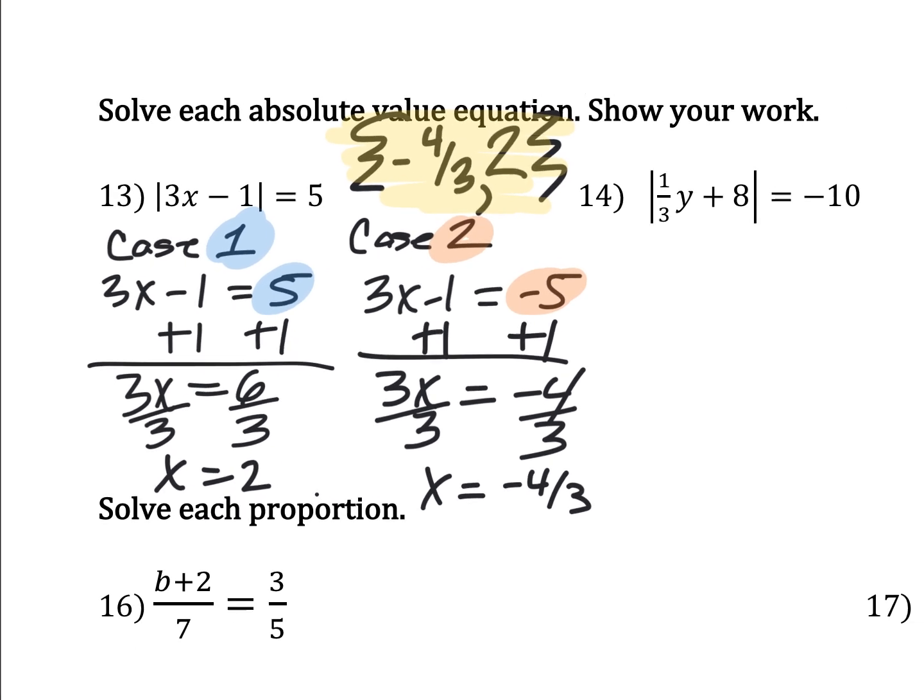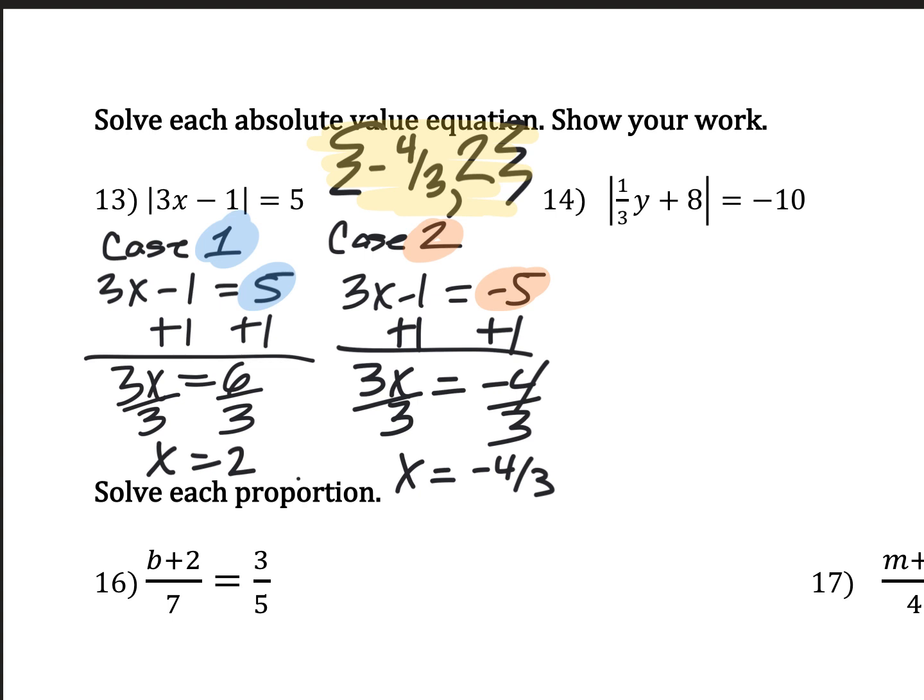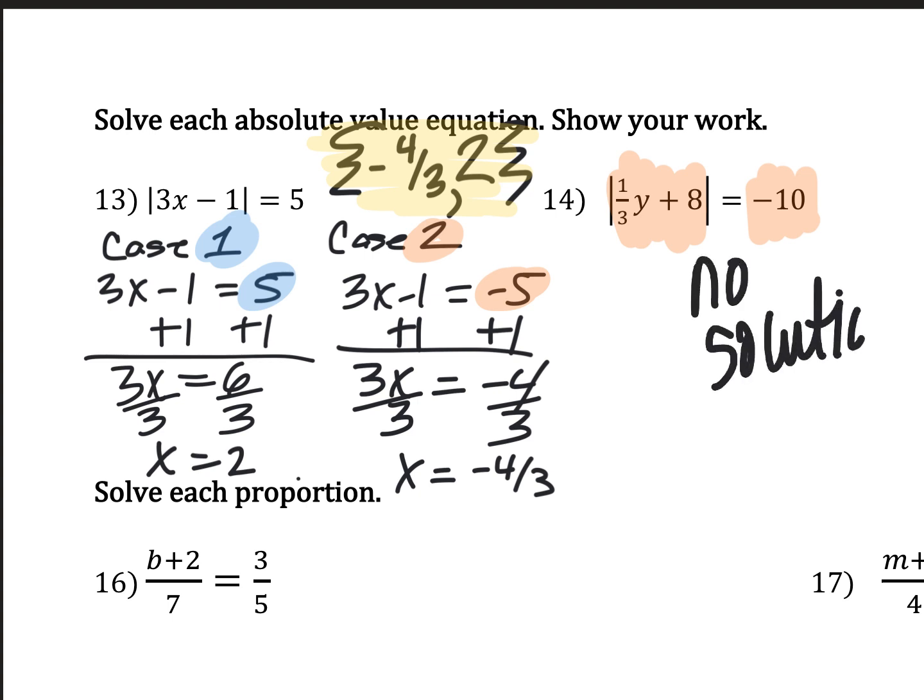Okay, number 14, you might be freaking out and being like, I don't want to do another fraction. But you don't even need to do number 14. Why don't you even need to do number 14? Oh, because it's negative on the outside. It is absolute value that is isolated and equal to a negative 10. Can absolute value ever be a negative number? No. So you just need to be like, oh, I'm not doing that one because it has no solution. Don't even have to do it because it's got no solution to it.